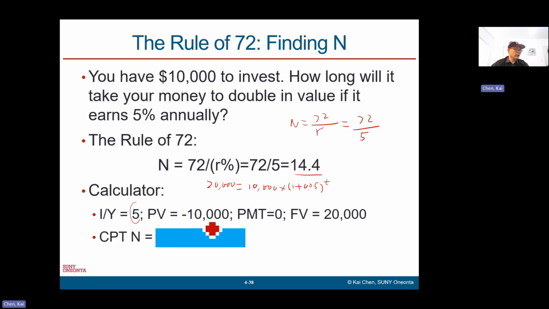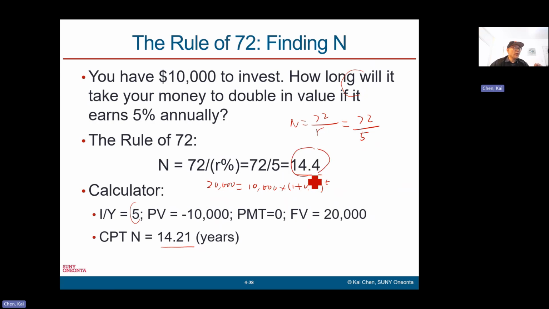Present value is negative 10,000. Payment is 0. Future value is positive 20,000. Then you can click compute, then you can click N, then you can find that N. The accurate answer for N is 14.21. Okay, this number is more accurate than this number.